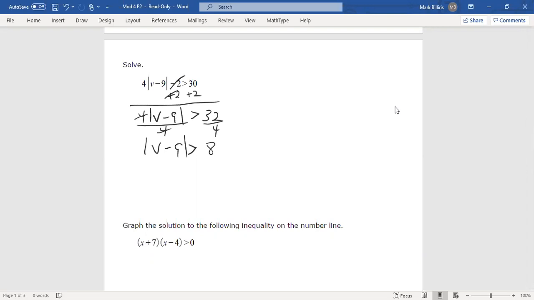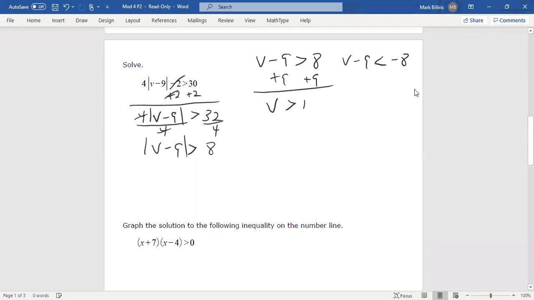So now we set up our two problems. V minus 9 is greater than 8. And v minus 9, remember, switch, less than negative 8. So we're going to add 9 to both sides. So v is greater than 17. We're going to add 9 to both sides. And v is less than 1. So again, we come to our number line.